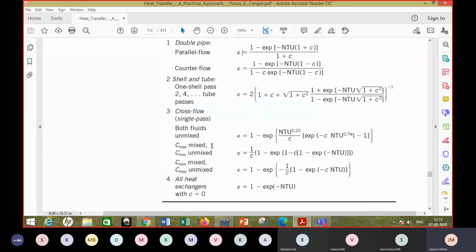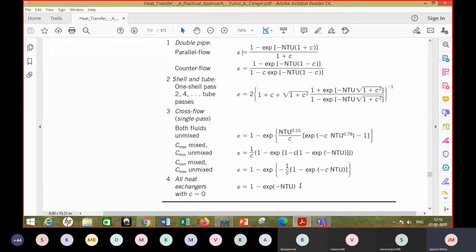Now here there are three formulas: both fluids unmixed, that is one case. Second case is C maximum is mixed and C minimum is unmixed. And the third one is C minimum is mixed and C maximum is unmixed. And then all heat exchangers with C equal to 0, the formula would always come out to be 1 minus exponential of minus NTU. You can check this even by putting C equal to 0 in any of the formulas. You should get effectiveness equal to 1 minus exponential of minus NTU.